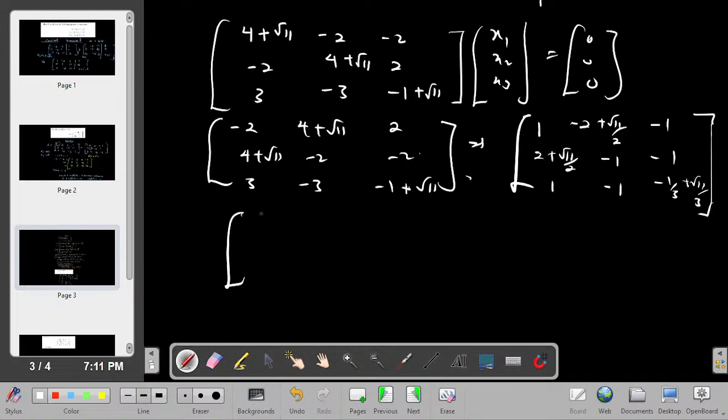So I'm going to have 1 minus 2 plus 11 over 2 minus 11. When I switch my third row up, I'll have 1, negative 1. I'll have negative 1 over 3 plus root 11 over 3. Then this will come down, right? Okay. I think there is no need for me to swap. I can straight away just subtract it, right?